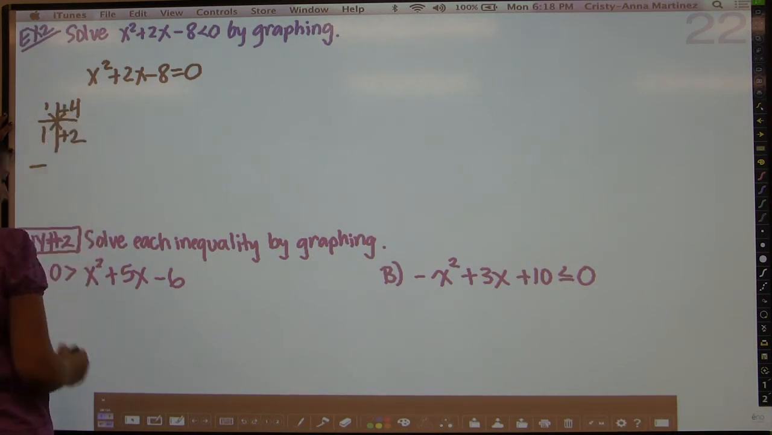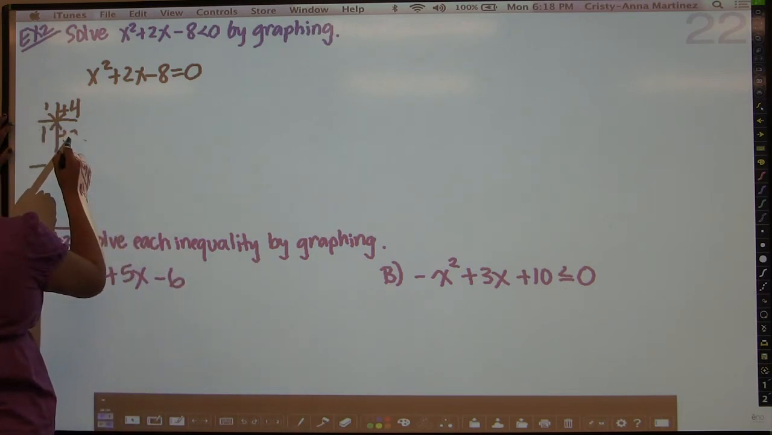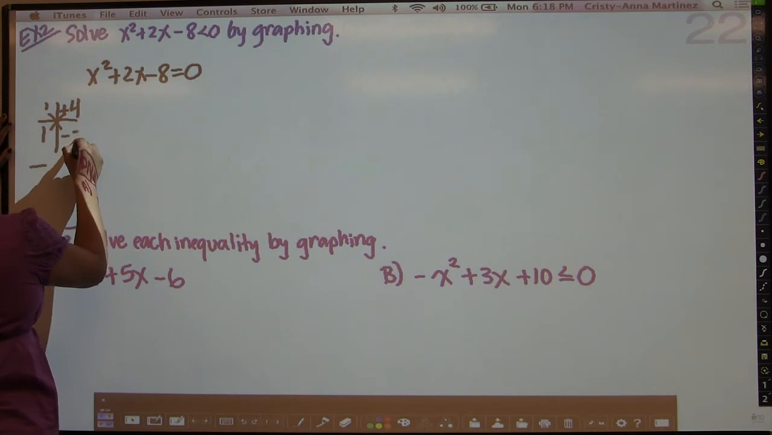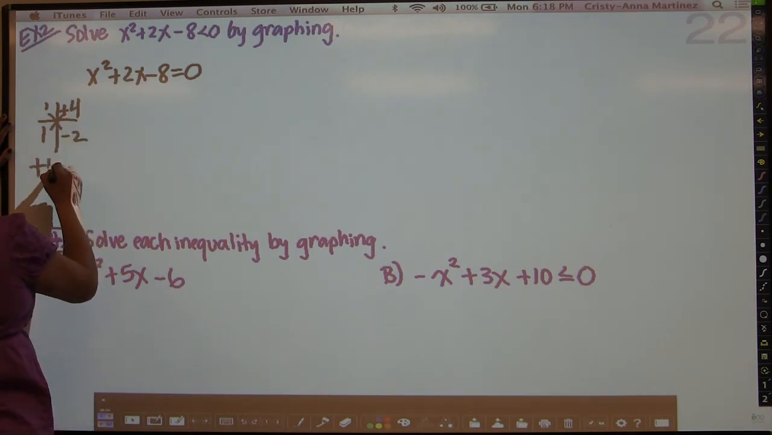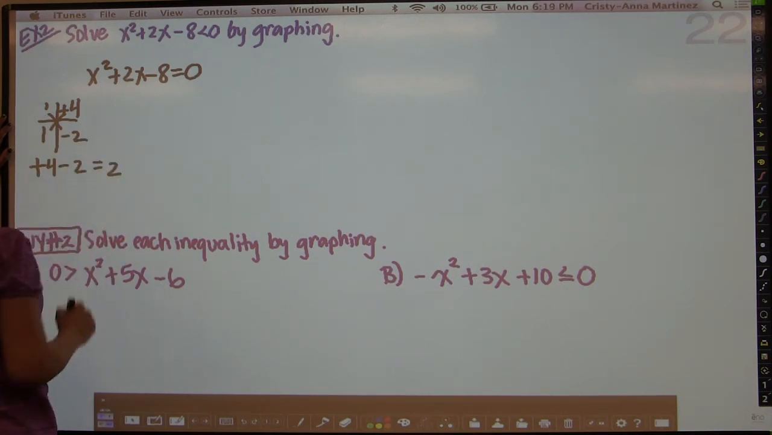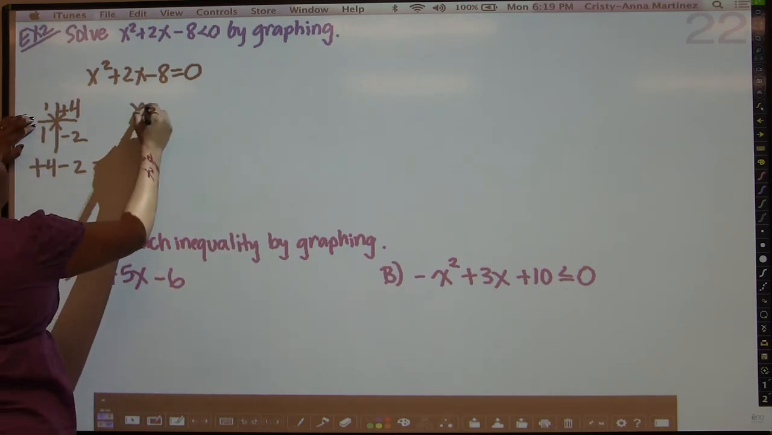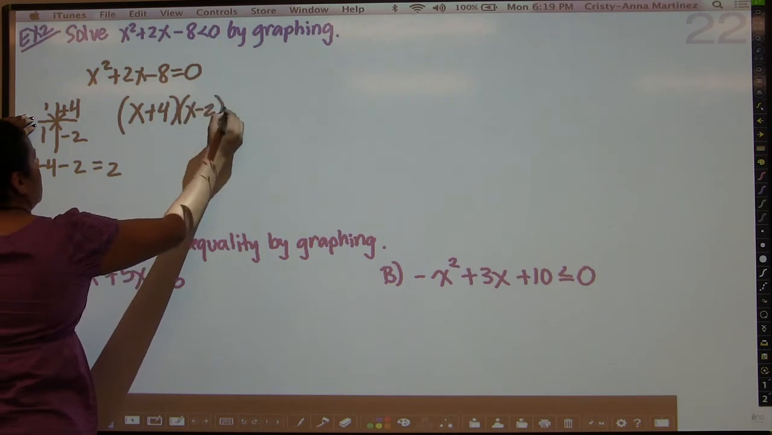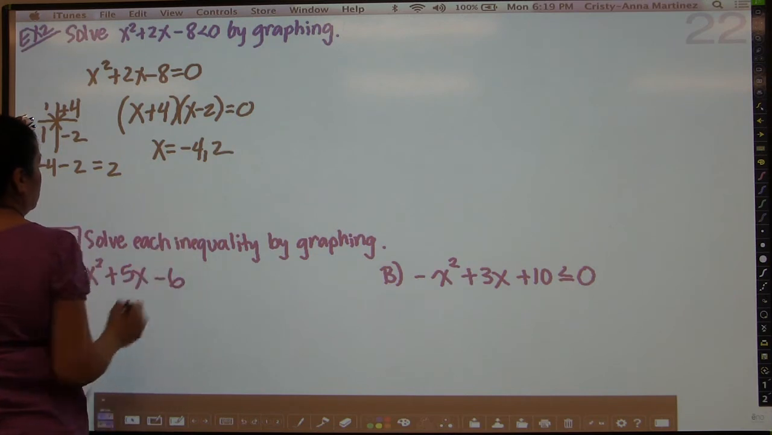So I think if we do this, we can get negative 4. Nope. I'm totally backwards there. We want a positive 4. So 1 times 4 is positive 4, and 1 times negative 2. 4 minus 2 is 2, which is that there. And positive 4 times negative 2 is negative 8. So now we have our factored form, and we get x plus 4, x minus 2 equals 0. So we know that x equals negative 4 and positive 2.